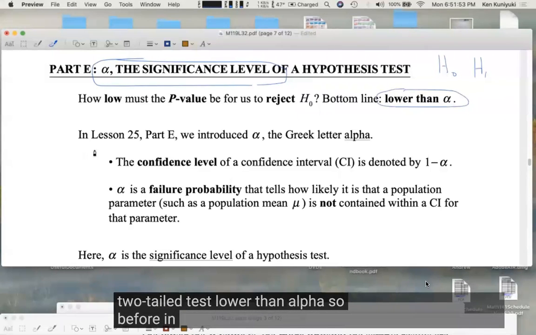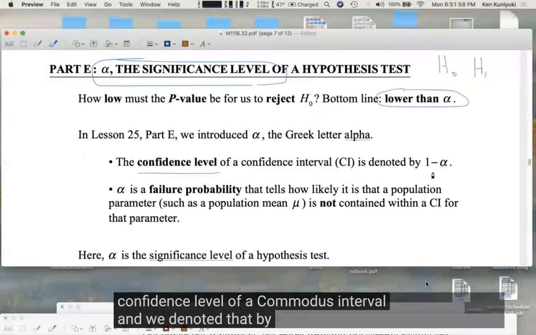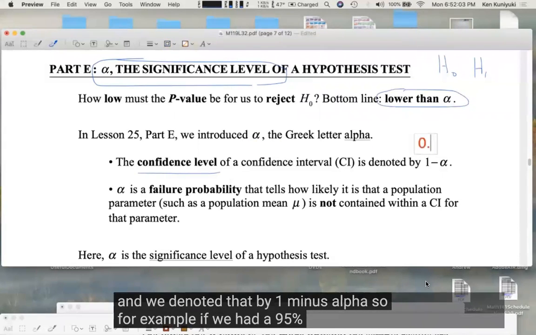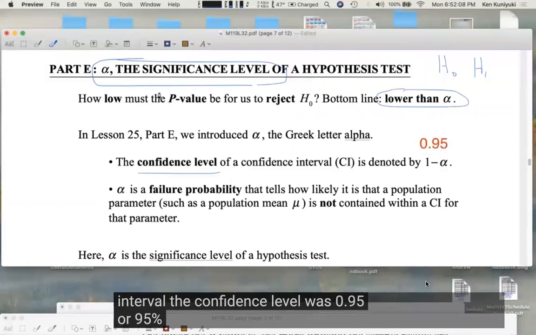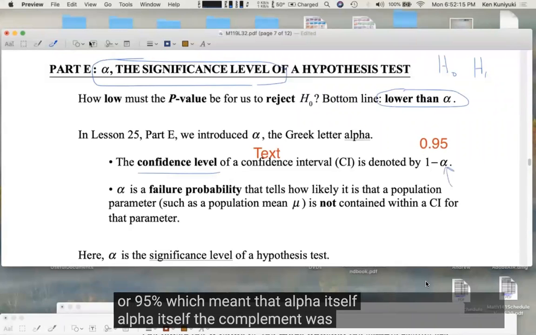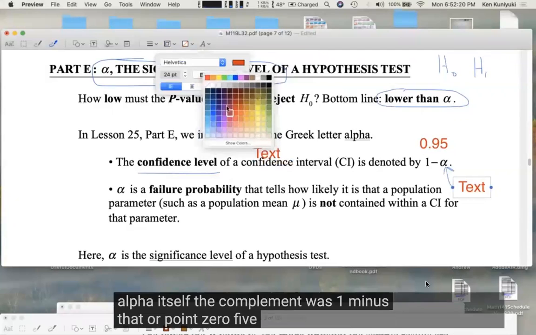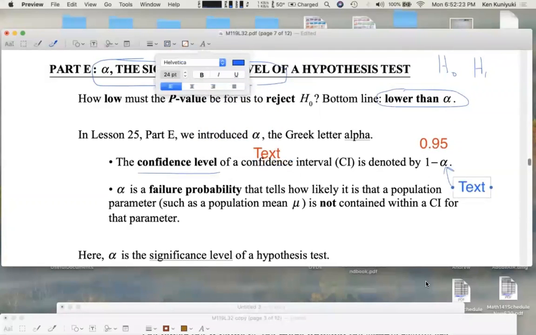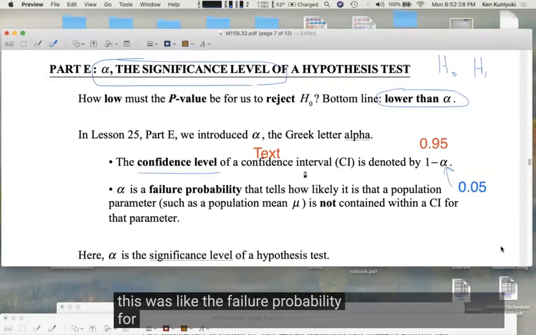So before, in lesson 25, we talked about the confidence level of a confidence interval, and we denoted that by 1 minus alpha. So for example, if we had a 95% confidence interval, the confidence level was 0.95 or 95%, which meant that alpha itself, the complement, was 1 minus that, or 0.05. This was like the failure probability for the confidence interval.